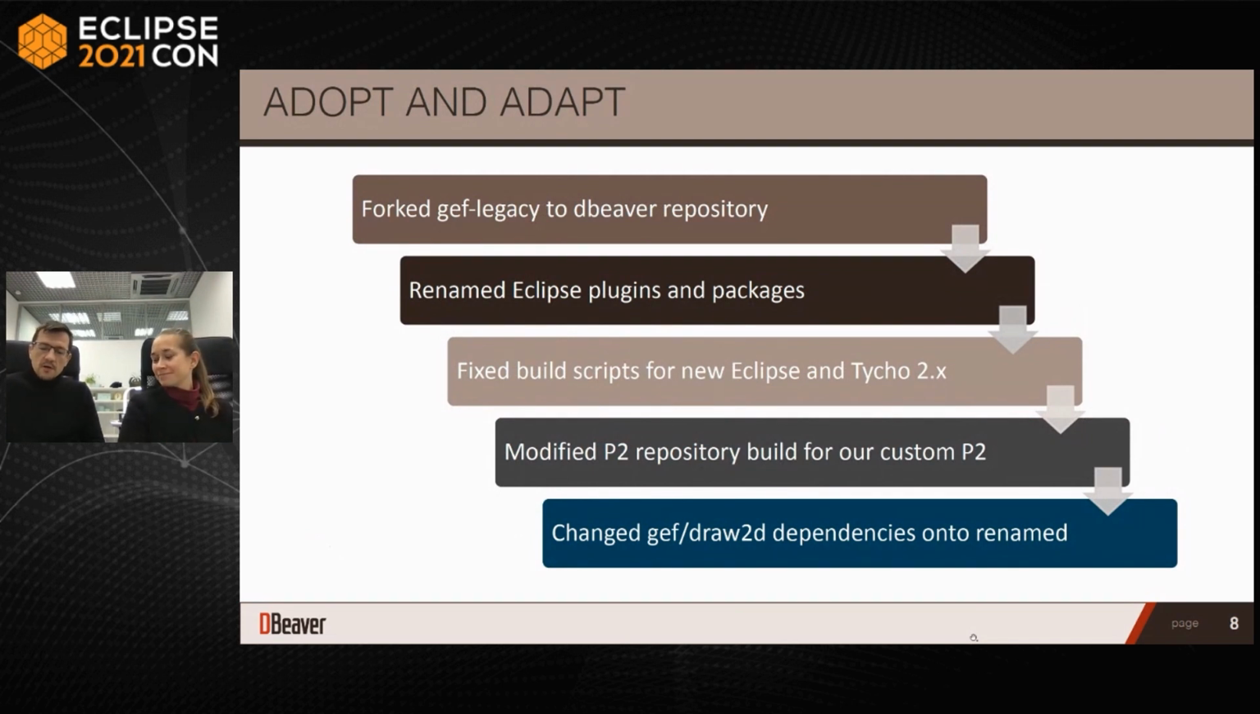Okay, and what will we do? Being a small company, we didn't think for a long time and decided to try the second way. We tried to adopt and adapt the Draw legacy library and fix it. We did it in several simple steps, which are on this slide. First of all, we forked the legacy repository to our DBeaver repository. We named it JFace3.